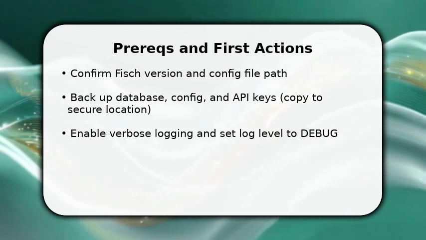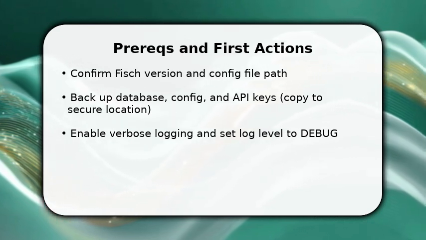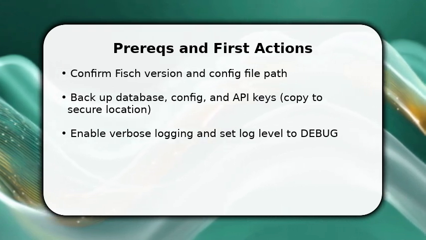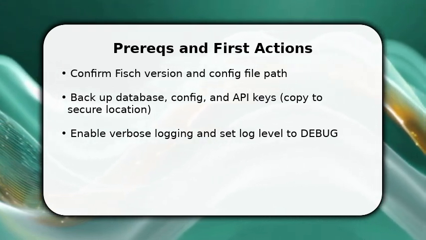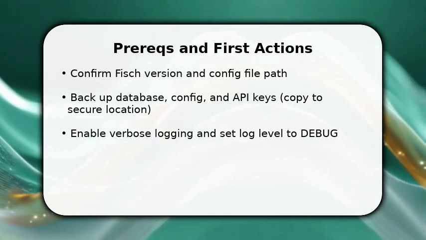Then enable verbose logging at debug level to capture errors and decision points. This tells you what the engine is doing and why. Make sure API credentials are valid and that your exchange permissions match required scopes, because invalid scopes produce silent failures.